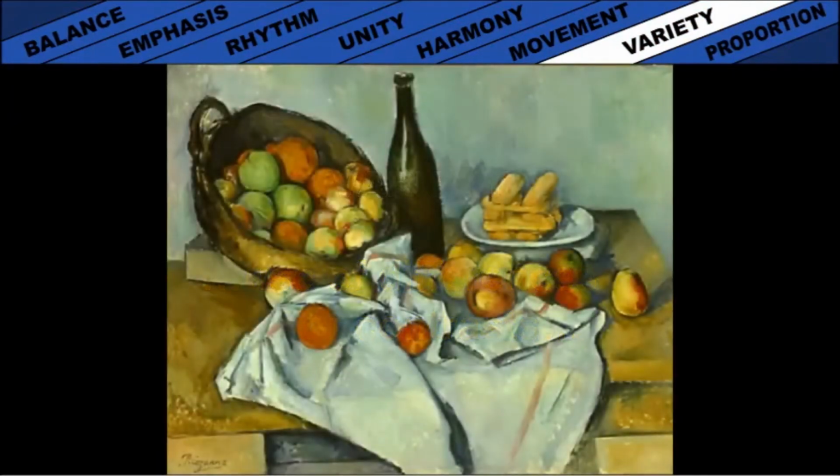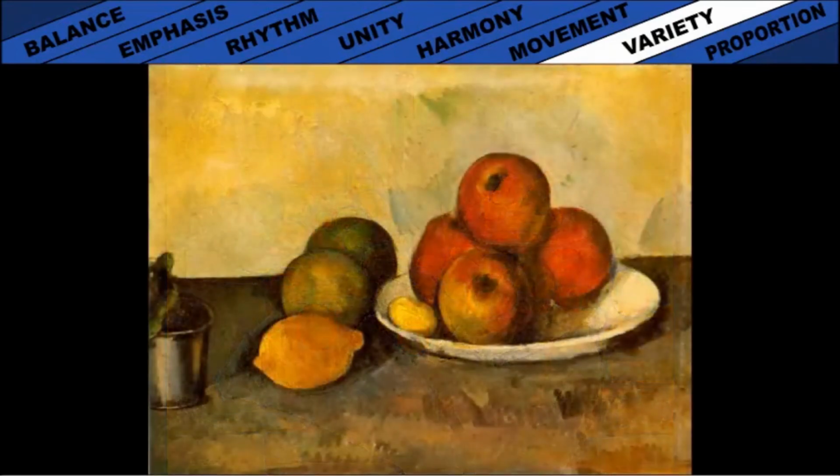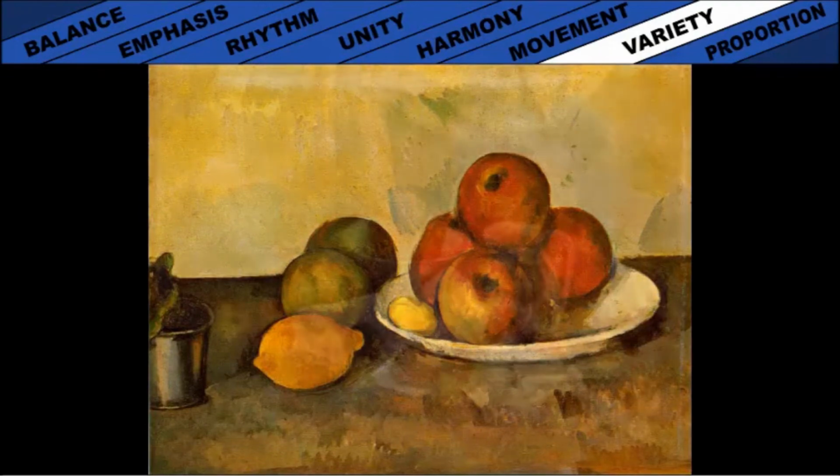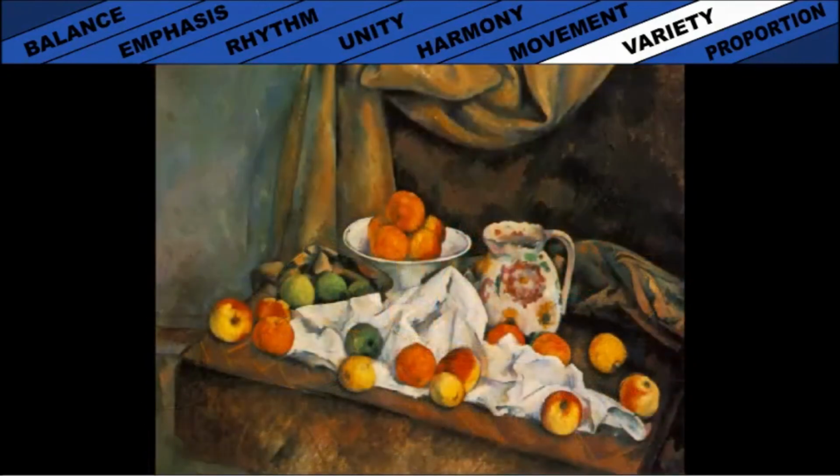Here are 3 examples of still life paintings by Paul Cézanne. In each painting, he has repeated fruits that are similar in size and shape. Note how the artist has achieved variety by changing the colors of each fruit so no two are the same.